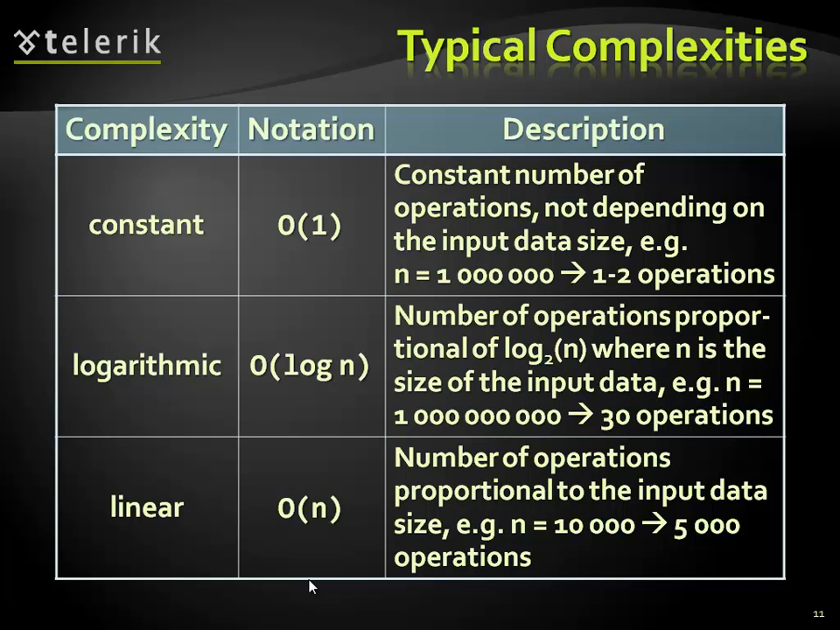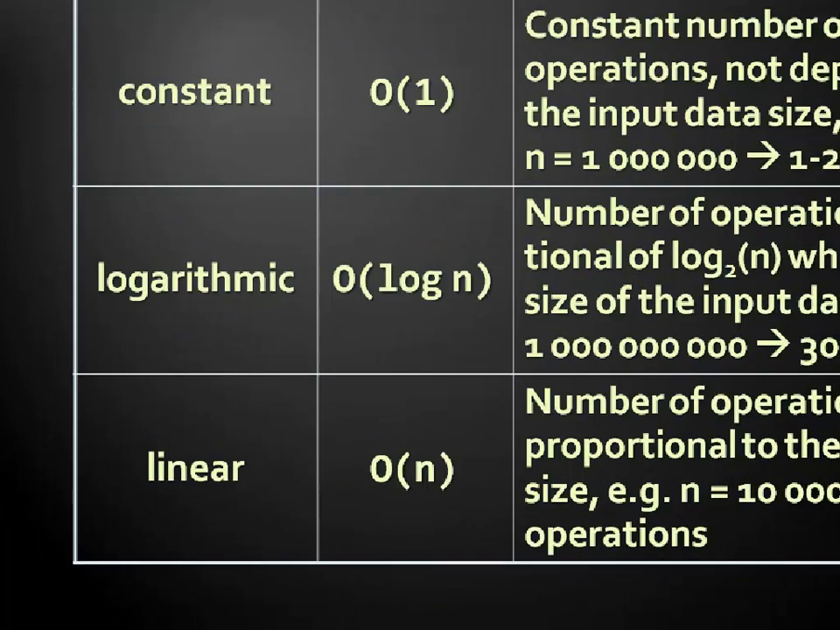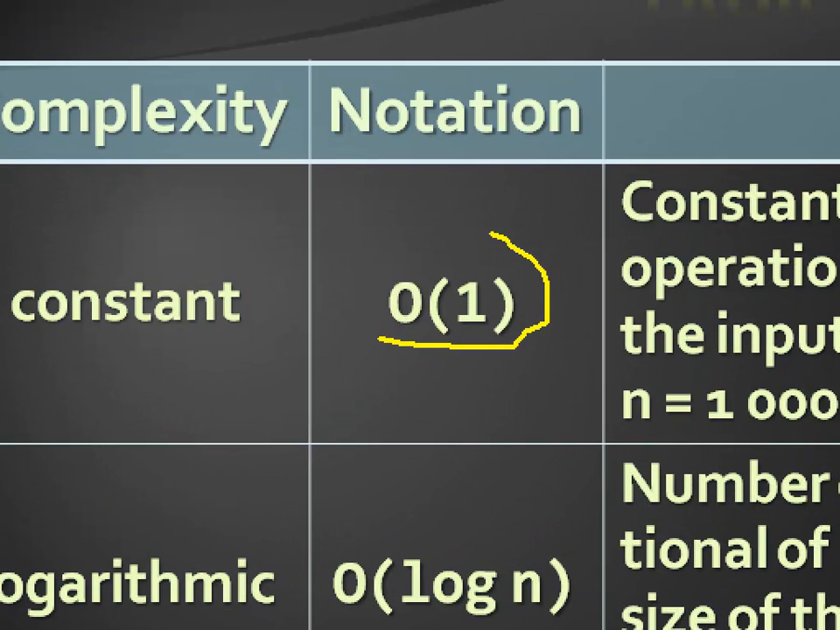Some typical complexities you could encounter. Enough with the theoretical stuff. Constant complexity. You write this: O of 1. Why of 1? Well, because it's of 1. This means constant complexity. This means I could have 1 million elements, I could have 10,000 elements, I could have 1 billion elements. It doesn't matter. The operation always completes in constant time. You already know of a data structure which works in constant time. What is it?